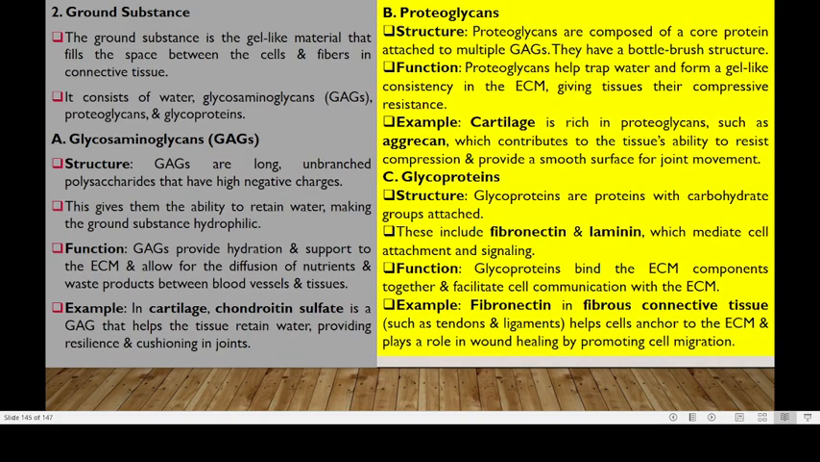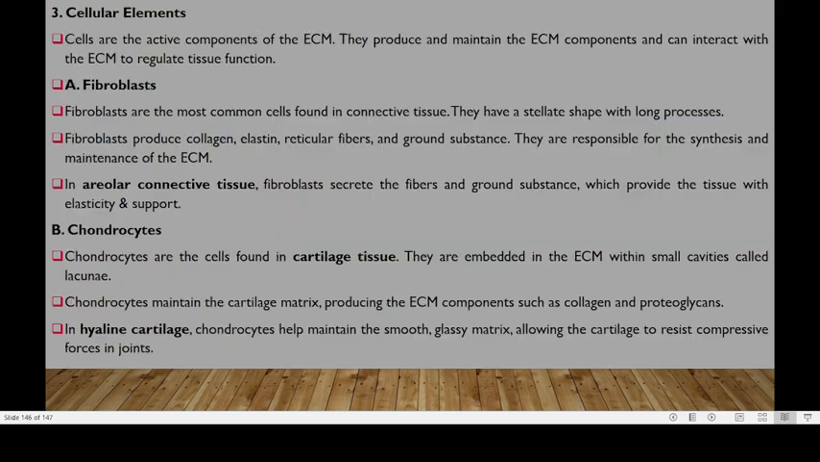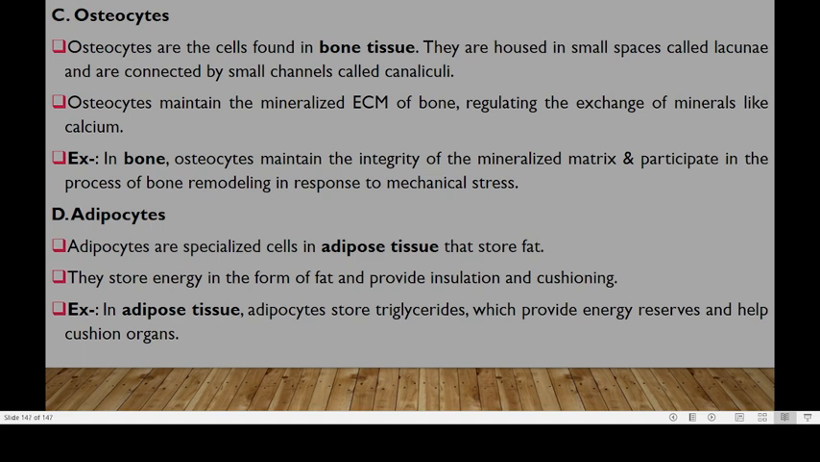The second component is the ground substance, which is a gel-like material that fills the space between the cells and the fibers in the connective tissue. It consists of water, glycosaminoglycans, which are normally abbreviated as GAGs, the proteoglycans, and the glycoproteins. Cellular components. For the cellular components, we have the fibroblasts, chondrocytes, osteocytes, and adipocytes as part of the cellular components.